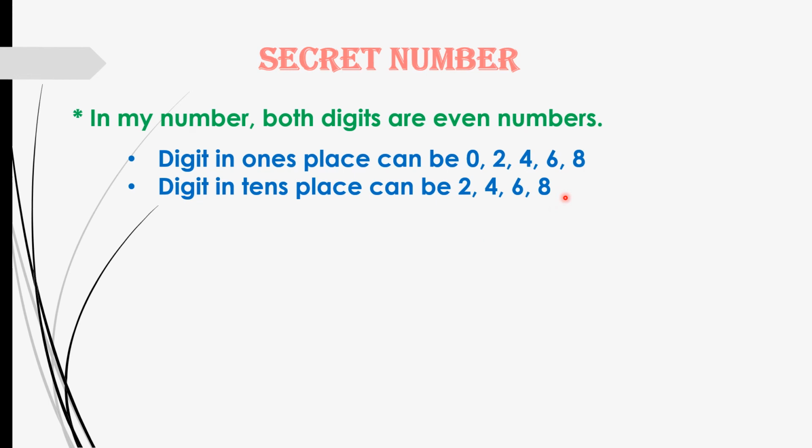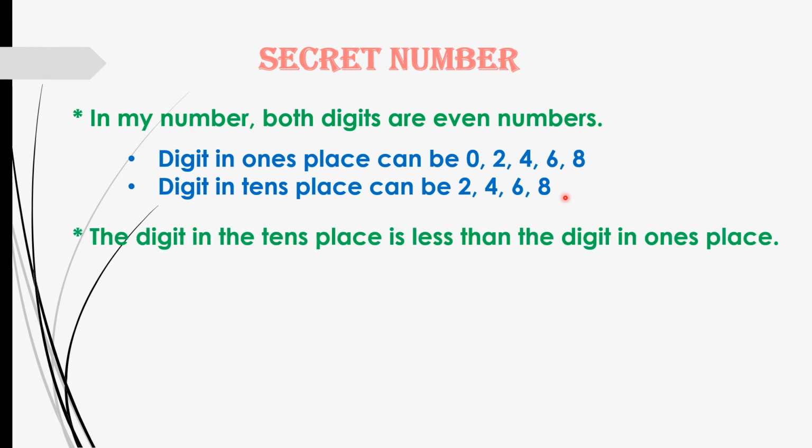Then the second clue is, the digit in the tens place is less than the digit in ones place. That means whatever I write in tens place, it should be less than the number I write in ones place. So numbers can be 24, 26, 28, 46, 48 and 68. Here the digit in tens place is less than the digit in ones place in all these numbers.